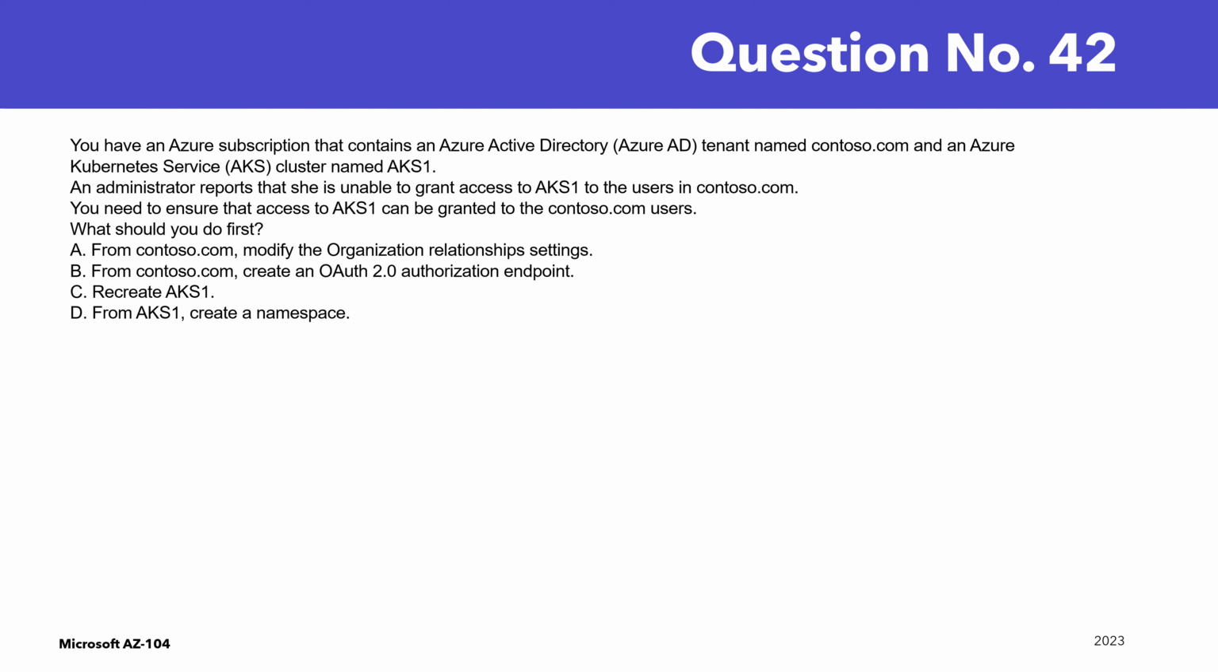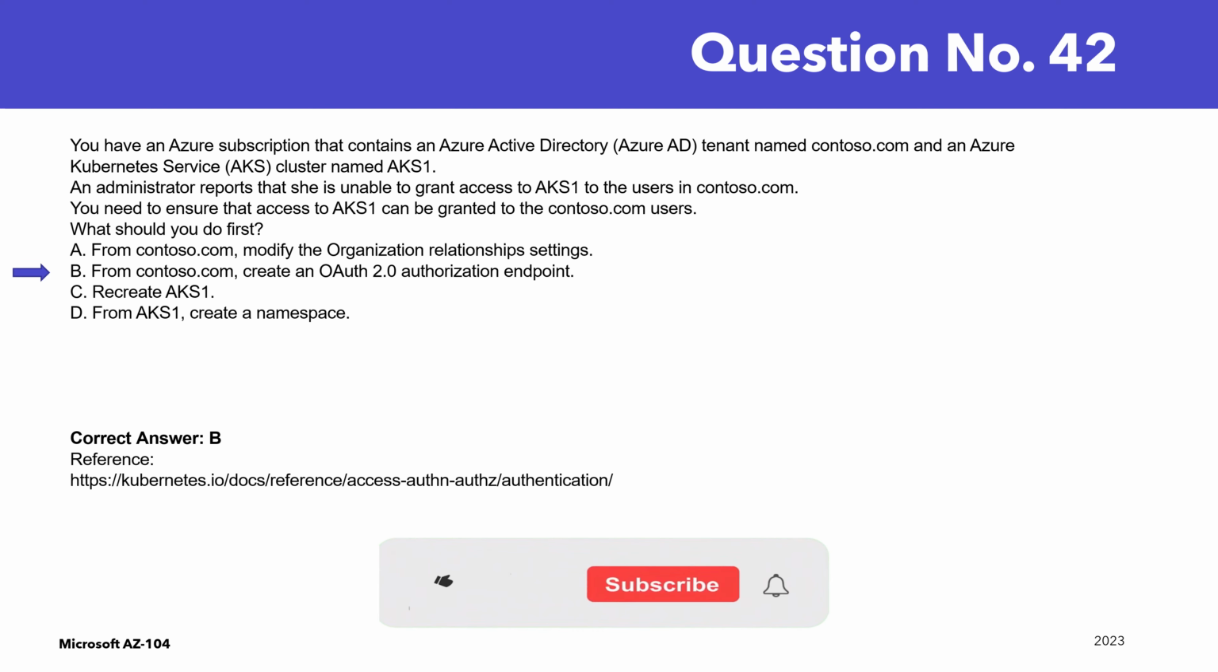A. From Contoso.com, modify the organization relationship settings. B. From Contoso.com, create an OAuth 2.0 authorization endpoint. C. Recreate AKS1. D. From AKS1, create a namespace. Correct answer: B.